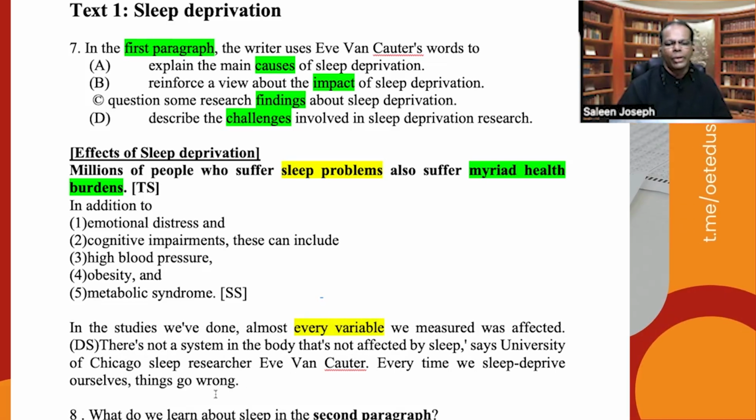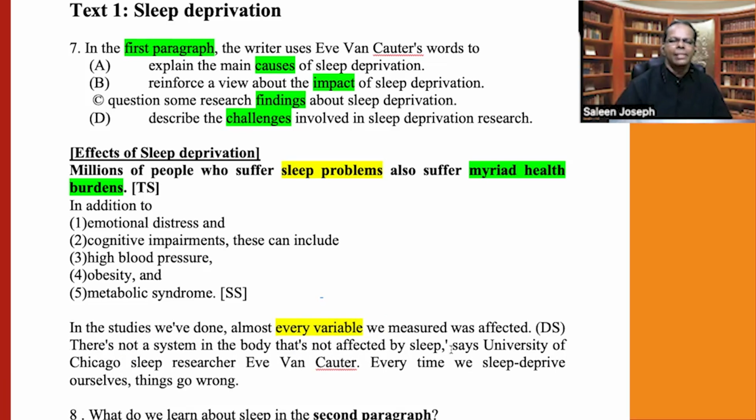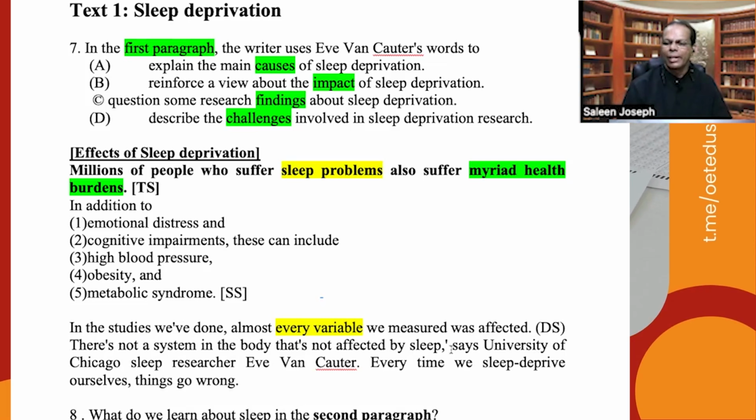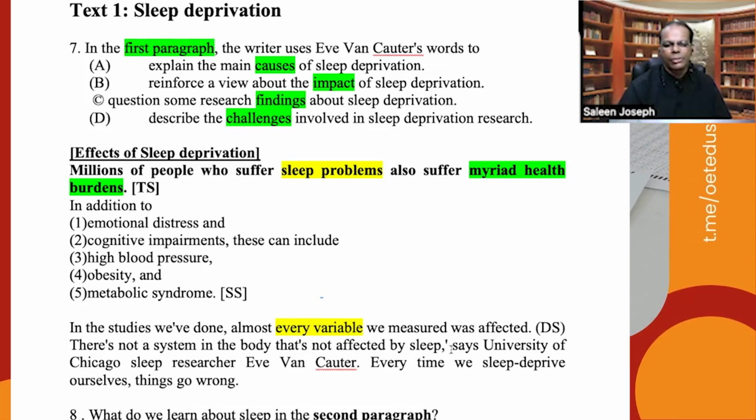Developing sentence 2: why do you say everything was affected? There is not a system in the body that is not affected by sleep. Every system is affected, says University of Chicago sleep researcher Eve Van Carter. Every time we sleep deprive ourselves, things go wrong. Every time we sleep deprive ourselves means if we don't sleep, things go wrong.